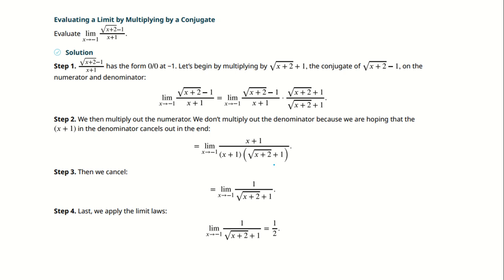Here is another one. We already used it. That is, we have to apply conjugate. For this type of problem, we have to use conjugate. We have to multiply both denominator and numerator by the conjugate of the radical term.